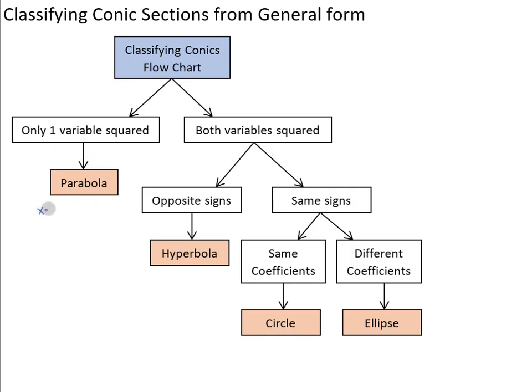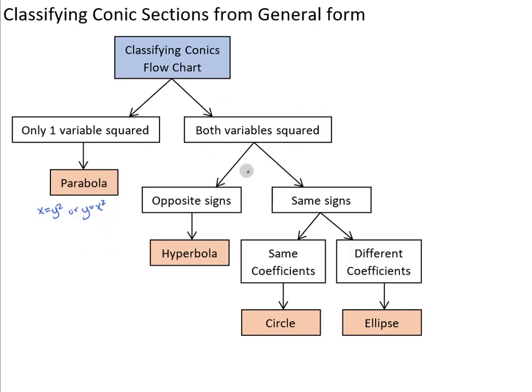If you've got x equals y squared or y equals x squared, and only one of the two variables is squared, it's guaranteed to be a parabola. Okay, so that's usually the first one to identify. If only one of our two variables is squared, it's a parabola.